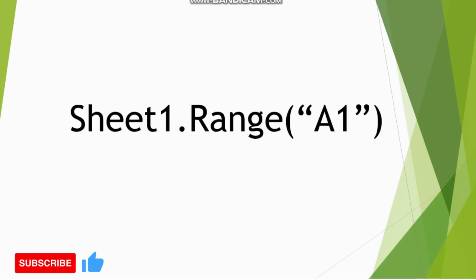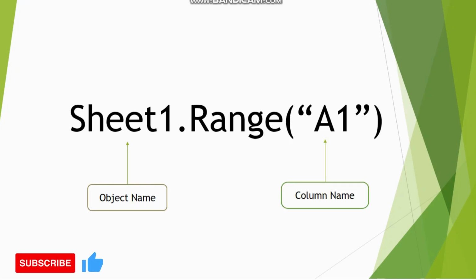As you see on my screen, there is Sheet1 dot Range, then open bracket in double quotes. You have to add the column name followed by the row number, then close the double quote and close the bracket. So this is the syntax to write a range. Sheet1 is the object name, A is the column name of the Excel sheet, and 1 is the row number.